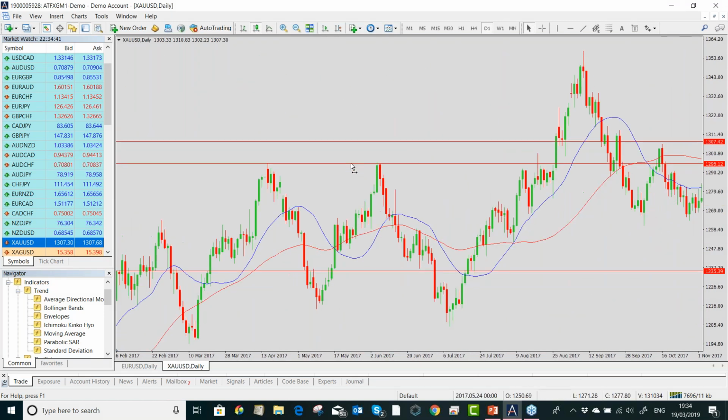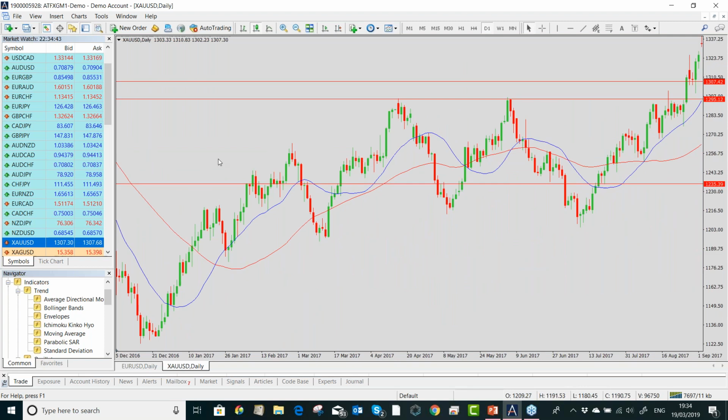Let me find another couple of examples. We can use this level here, for example, which is one that I already placed on, but we can see how that level is being respected as resistance. So each time price is hitting that level, it's coming back down, hitting the level, coming back down, hitting the level up here, and coming back down. This is one that doesn't actually come back down very far.